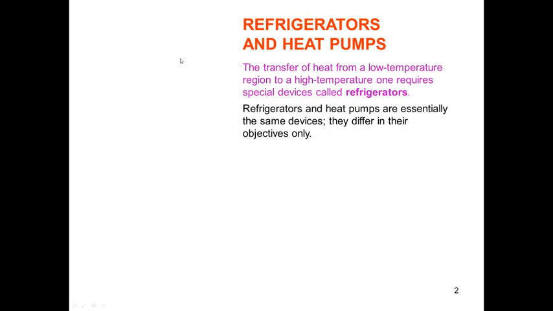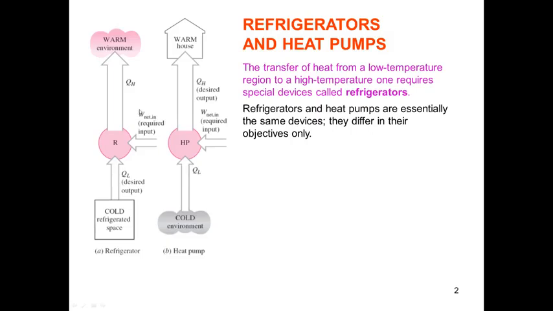Basically, to transfer heat from a low temperature to a high temperature, we need a certain device, because the natural flow of heat is from high temperature to low temperature. But if we want to transfer heat from low temperature to high temperature, then we need a device, and that device is called a refrigerator. We need to give certain input to the refrigerator in order to transfer heat from low temperature to high temperature. Basically, refrigerator and heat pump are essentially the same devices but different in their objective.